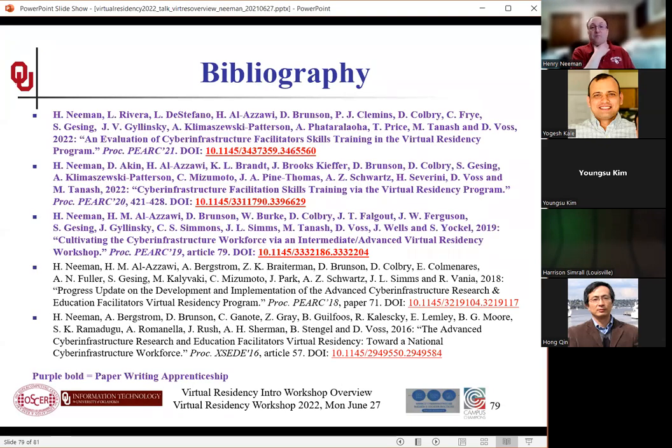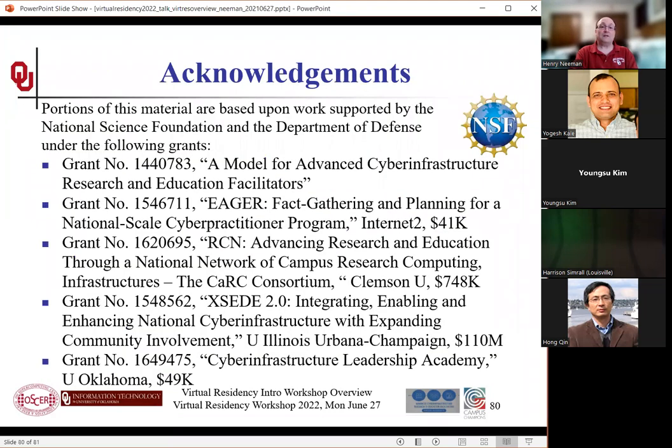Here is a bibliography of papers we've published about the virtual residency. The three that are in purple bold were actually published as part of the paper writing apprenticeship. And these are the various grants that have supported the virtual residency over the years.